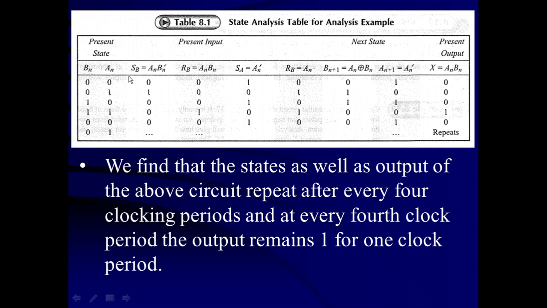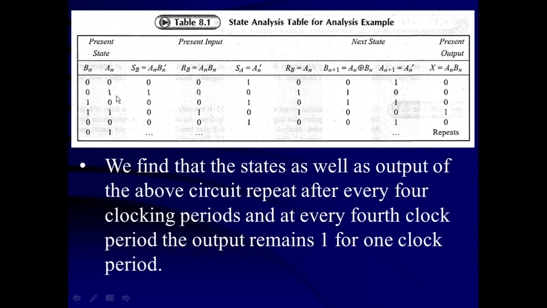formulas and we will get the value of SB is equal to An Bn dash. An is equal to 1, Bn dash is going to be 1. So 1.1 is going to be 1. RB is equal to An Bn, that means 1.0, that is going to be 0. SA is going to be An dash, that means 1 dash, that is going to be 0. And RA is equal to An, that is going to be 1.